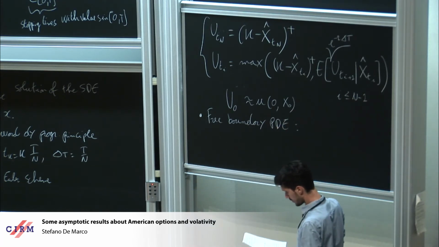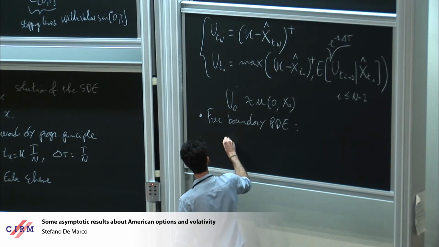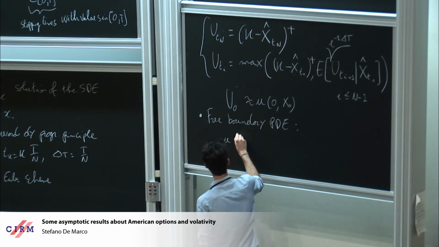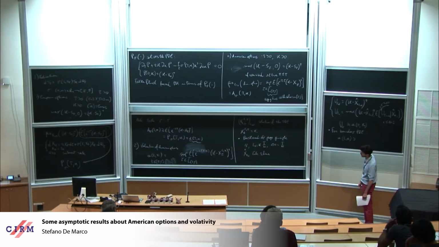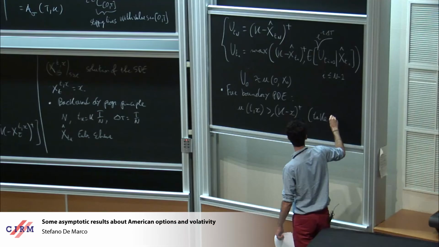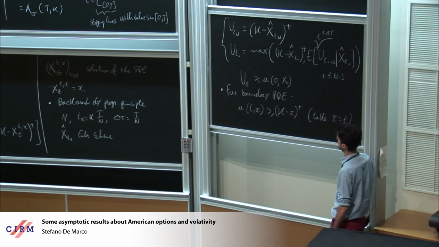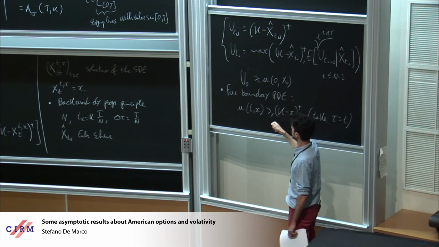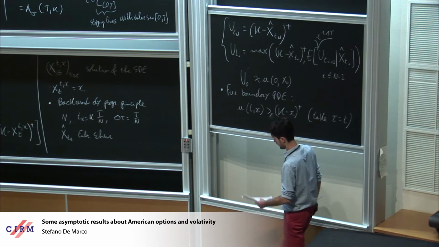And this is a free boundary PDE, which is written in the following way. Let me notice, first of all, that this value function over there is always larger than (k minus x) positive part. Just take tau equal small t. It's always larger than this, which means it can be strictly greater or equal.